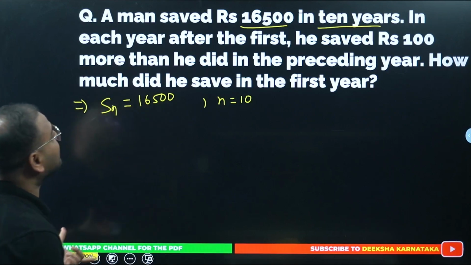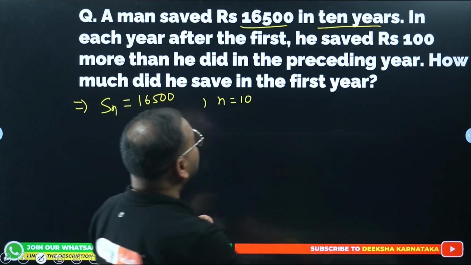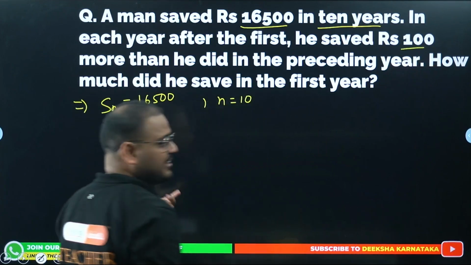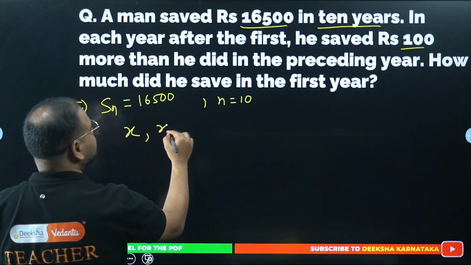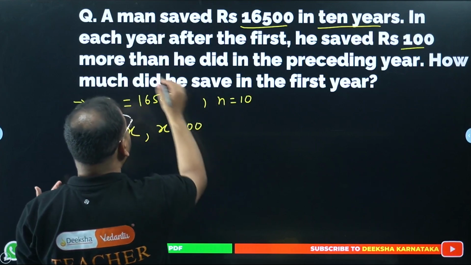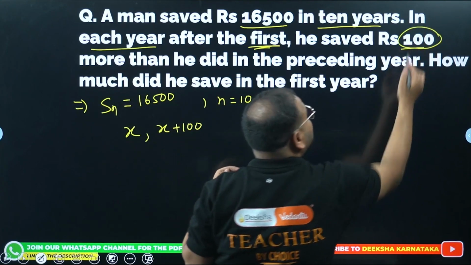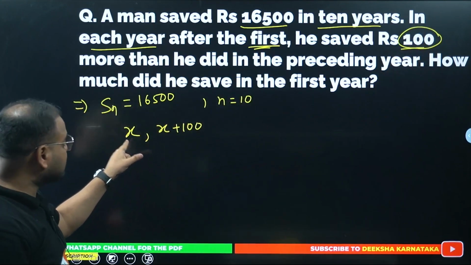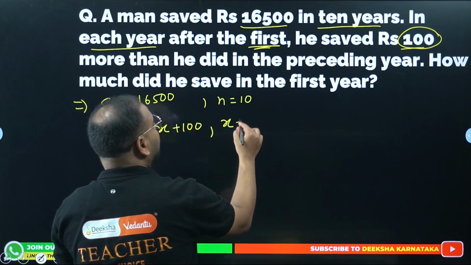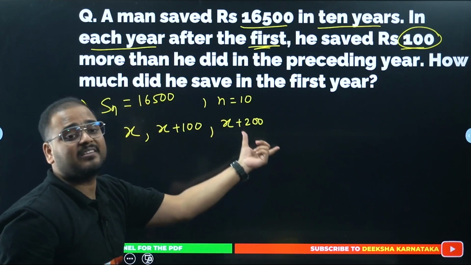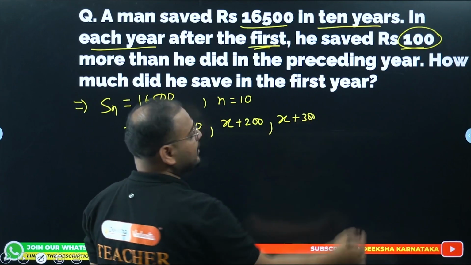In each year after the first, he saved 100 more. If the first year was, let's say, x, what is my next year's value? X plus 100, because he is saying that every year after the first year, whatever the first year value is, he is saving 100 more in the next year. So if my first year saving is x, next year saving will be x plus 100. Third year saving will be x plus 200, because again 100 is increased, and the fourth year will be x plus 300. I'll keep going like that.